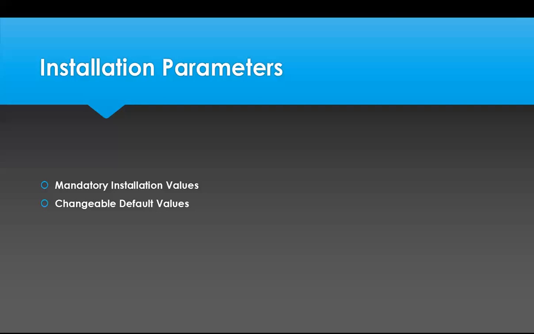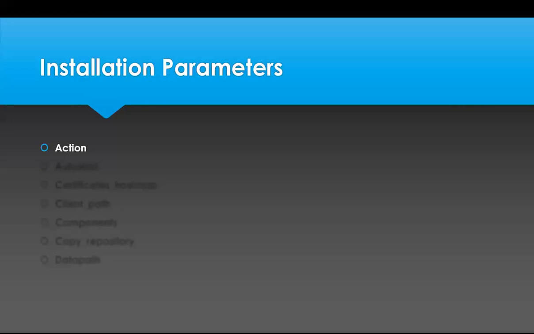Then we have the changeable default values. The installer uses these default values unless you change them during the installation. Some default values are based on the predefined values on the current host, and in case of a multiple host system, it's recommended to manually check the mandatory values on each host before the installation. So these are the installation parameters. These are the changeable default values.